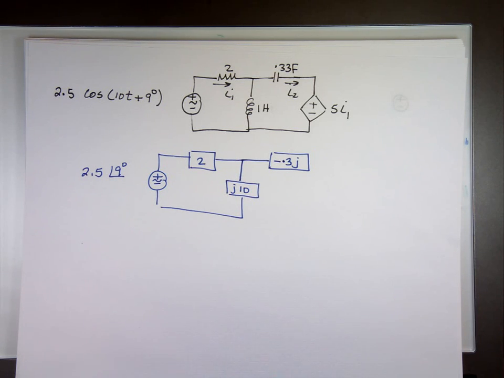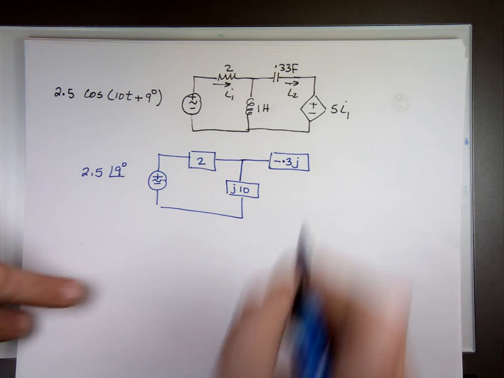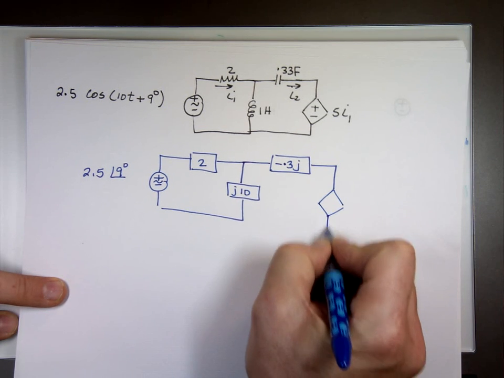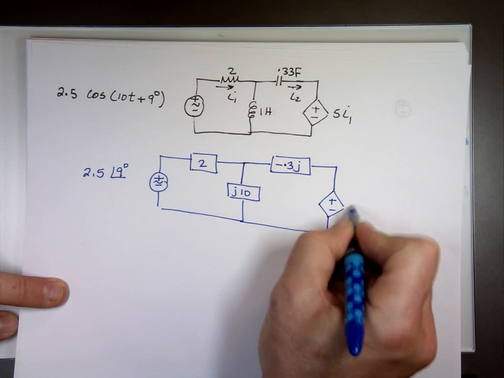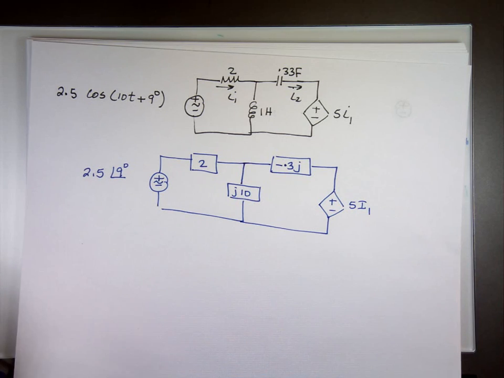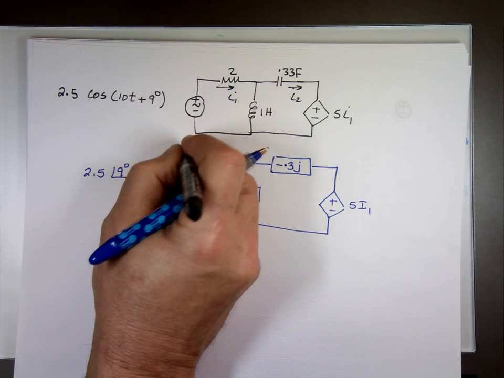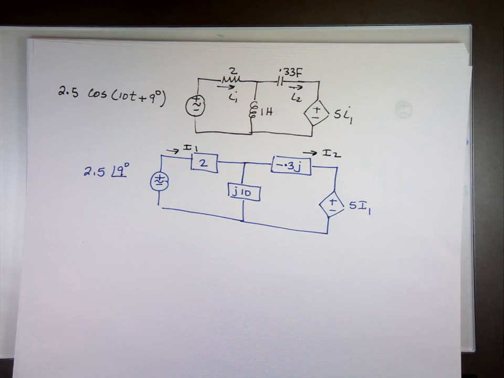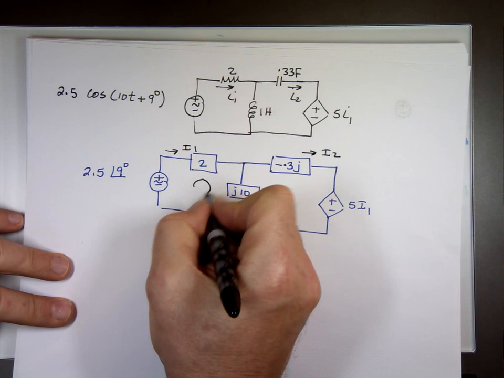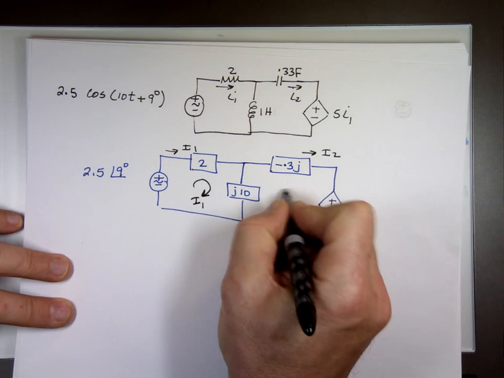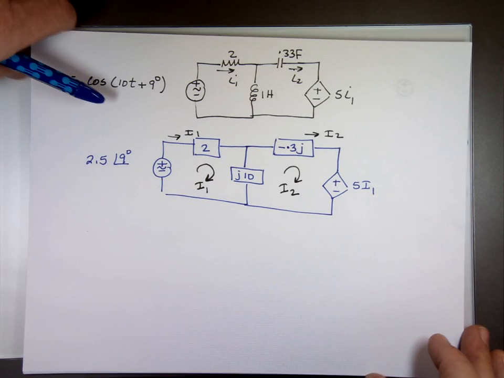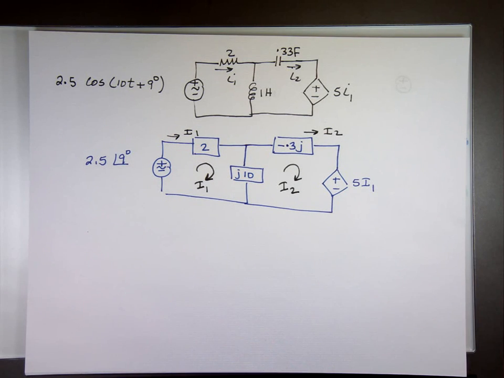And now we have this source here, 5 times I sub 1. This is I sub 1. This is I sub 2. So when you look at it, really, I sub 1 is the current through this, and I sub 2 is the current through that. And now let's solve it.